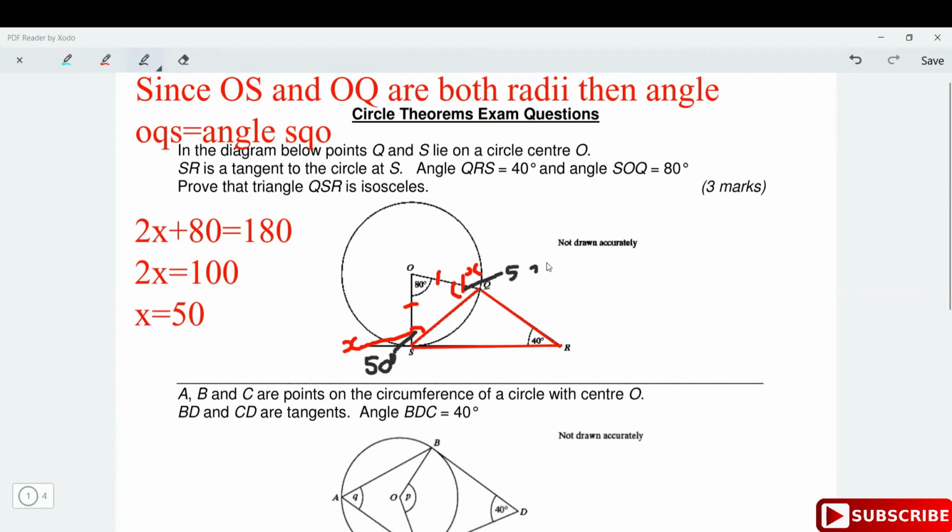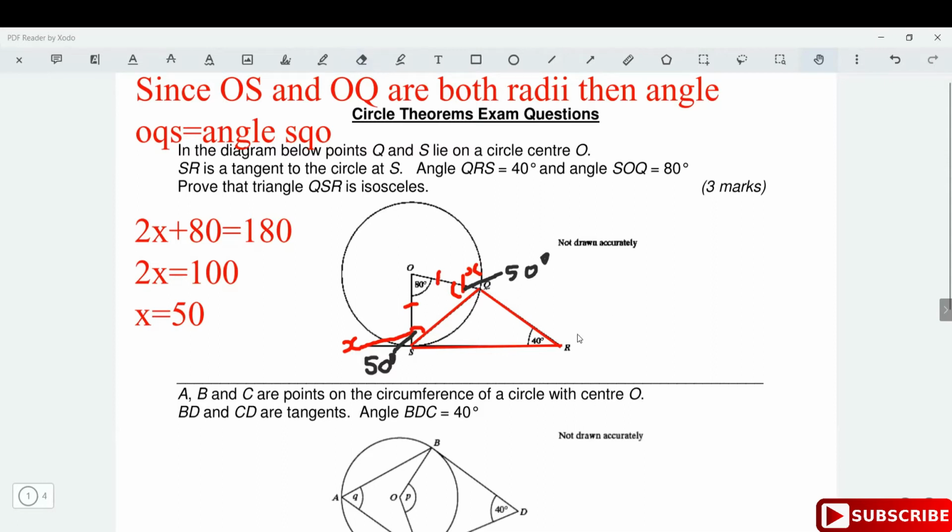All right. Now to prove that this triangle is isosceles, we need to show that this angle in here is 40. Because if this angle in here is 40 and this angle in here is 40, then they have two equal angles, and that would mean they also have two equal side lengths. So now how are we going to show that this angle is 40?